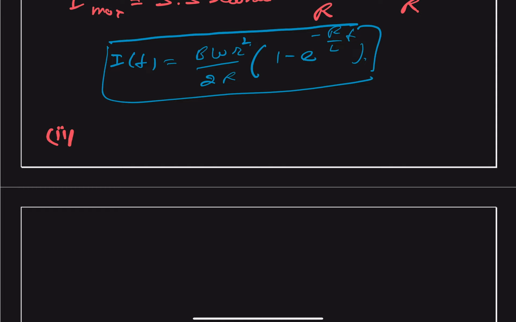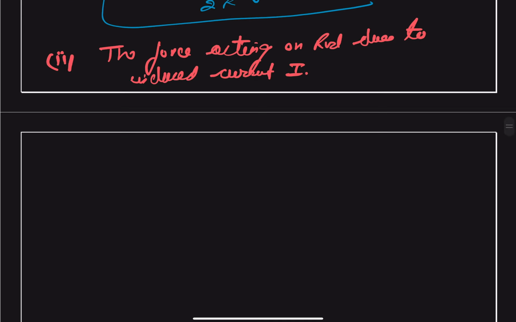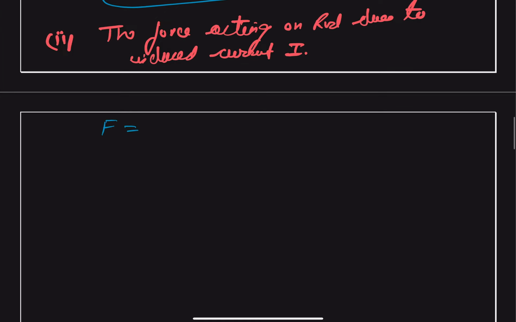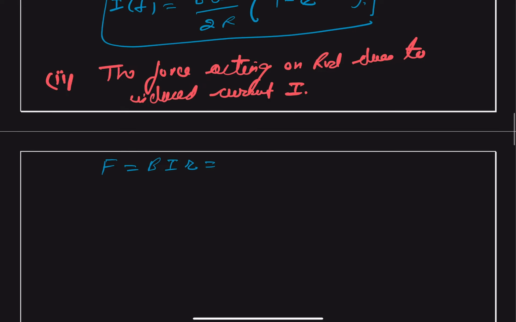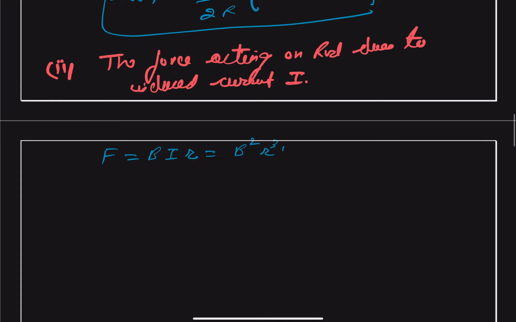In the second part, we are supposed to find out the torque. So first of all, we are going to find out what will be the force acting on the rod due to the induced current I. That force is our F, which is equal to B multiplied by current I and length of the rod, which is R. We substitute the value of I and we get this as B square R cube omega divided by 2R, times 1 minus e raised to power minus R upon L multiplied by t.